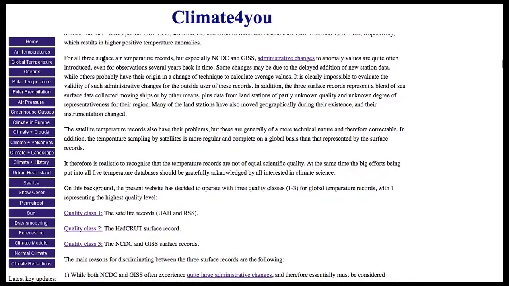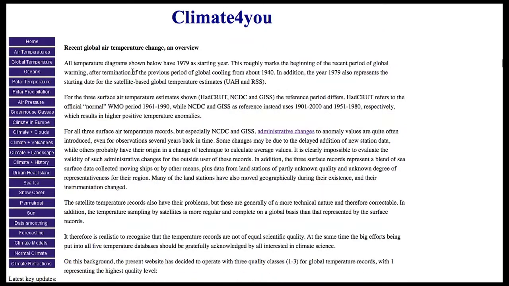Under global temperature, they talk about the different data sets that exist, and they say all temperature diagrams shown below have 1979 as starting year. This roughly marks the beginning of the recent period of global warming. In addition, the year 1979 also represents the starting date for the satellite-based global temperature estimates, UAH and RSS. For the three surface air temperature estimates shown, HadCRUT, NCDC, and GISS, the reference period differs. HadCRUT refers to the official normal WMO period 1961 to 1990, while NCDC and GISS as a reference instead use 1901 to 2000 and 1951 to 1980, respectively, which results in higher positive temperature anomalies.